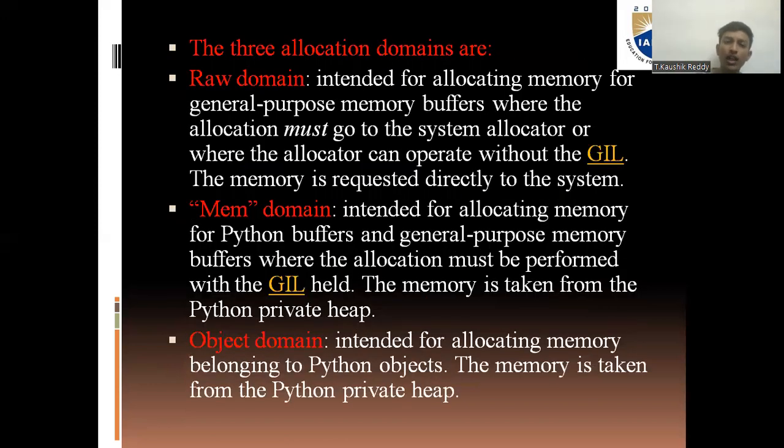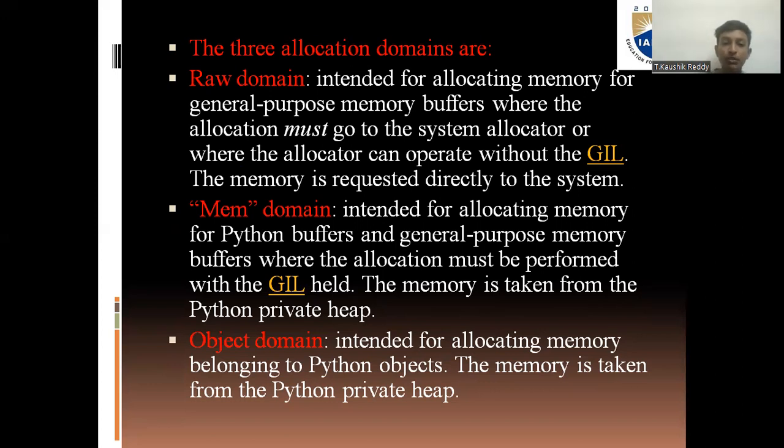So we have three allocation domains. The first one is the raw domain, intended for allocating memory for general purpose memory buffers where the allocation has to go to the system allocator, or where the allocator can operate without the GIL. The memory is requested directly from the system. Basically, the raw domain is used for requesting memory directly from the system without going through any other layers.